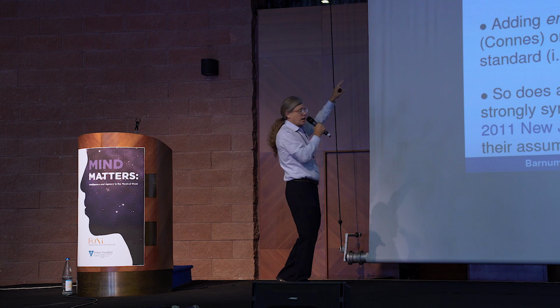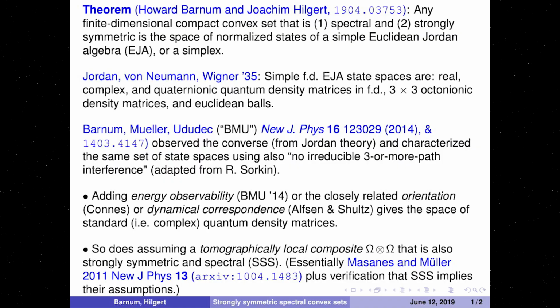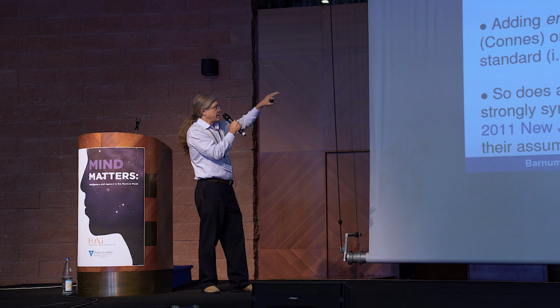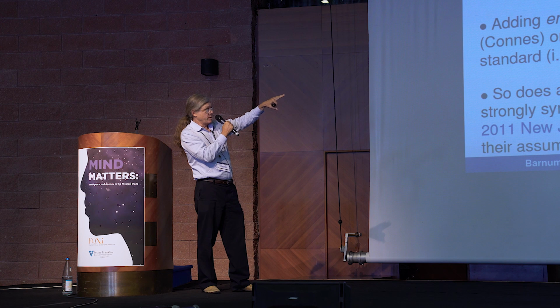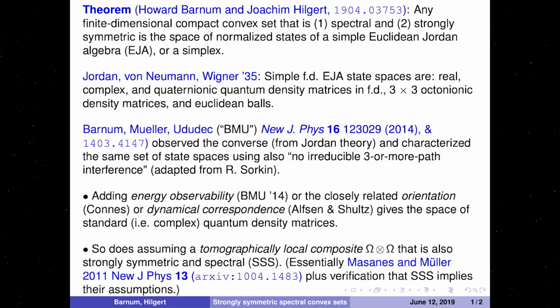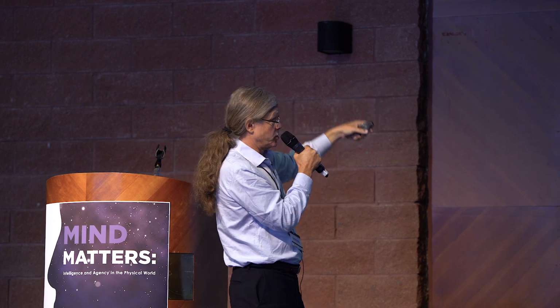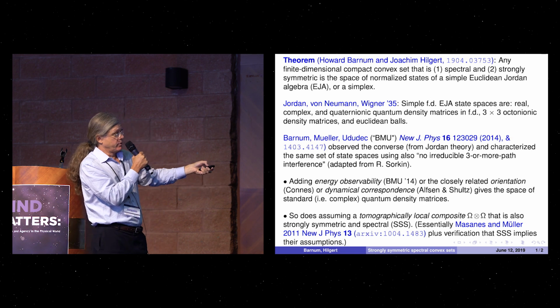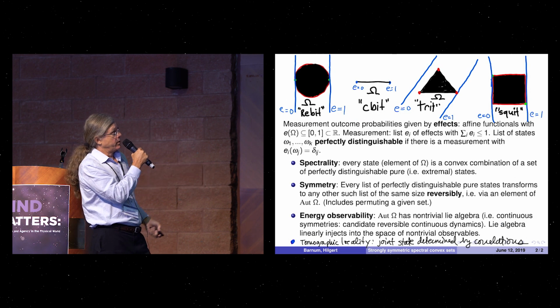Okay, I should say our theorem is related to one that I was also involved in with Marcus Müller, who's here, and Kaz Ududek. There we had one more assumption, which turns out not to be necessary. And the assumption is that there's no irreducible three-path interference, a notion we adapted from Raphael Sorkin. There's a couple of ways, which I'll discuss later, of getting to complex quantum theory from this already very close class of Jordan algebras. One is called energy observability. The other is local tomography. But let me proceed to define the terms in the theorem first.